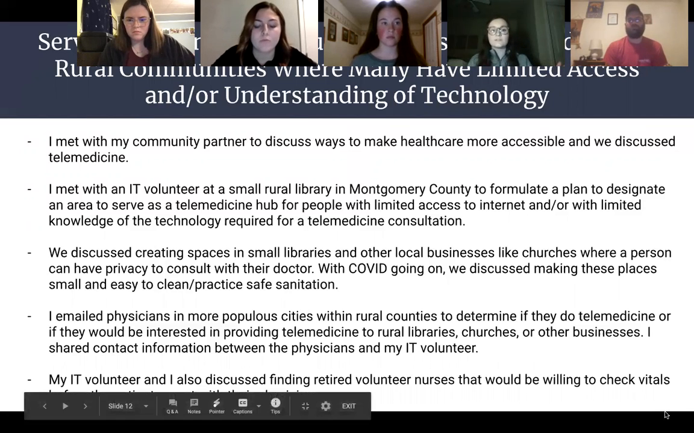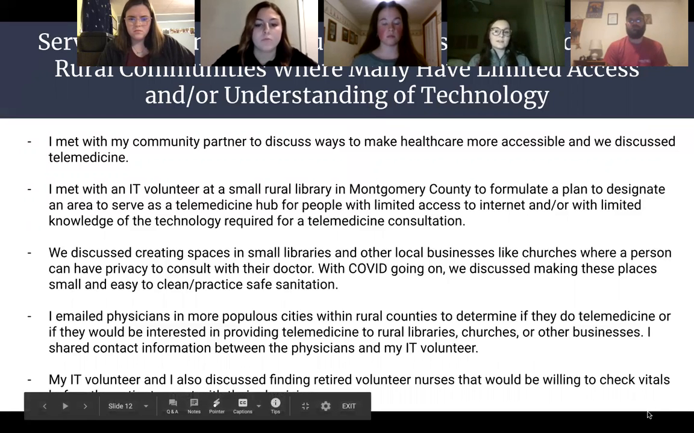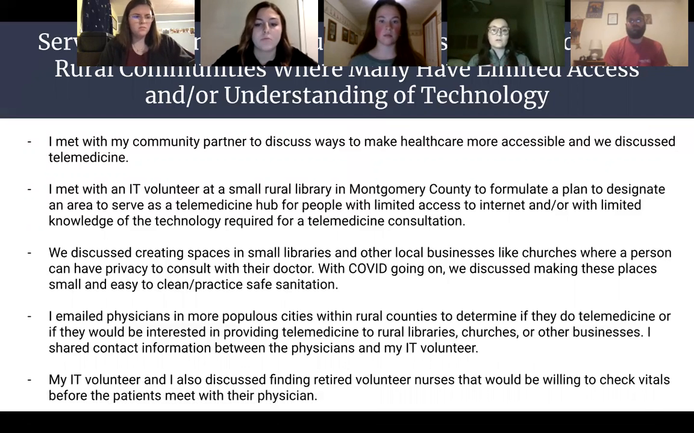My IT volunteer and the physicians, just to figure out ways that I could set up telemedicine in small spaces and libraries and other businesses like churches and stuff like that. Just to figure out a way that if we were going to go about this, it would be safe, even with COVID and everything going on.